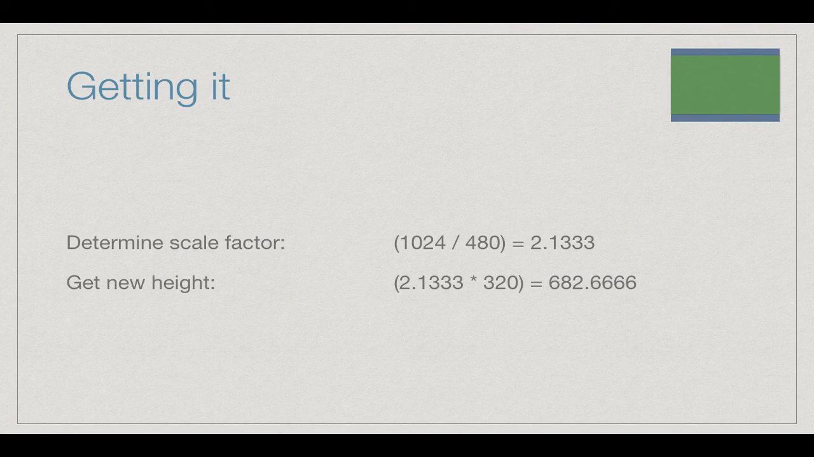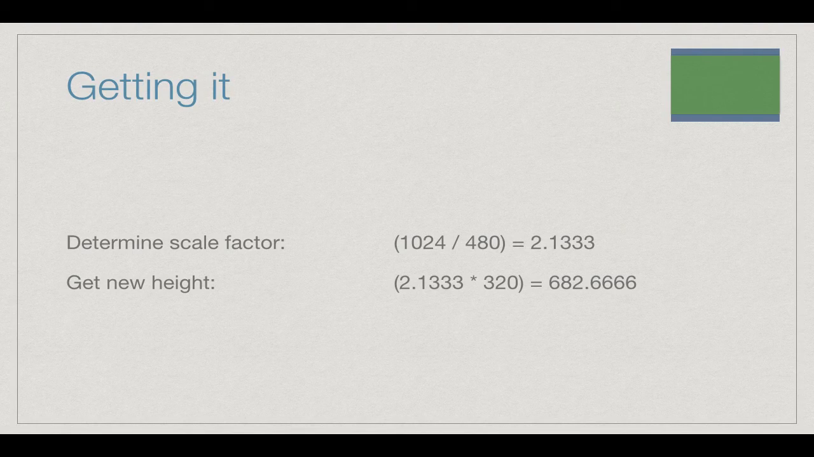We've got the scene width, which is the 1024, divided by the width of the device. Mine was landscape, so that's why the width was bigger than the height. That gets us a scale factor of 2.1333. Keep in mind that this is only specific to one device, and the entire point of this calculation is to be dynamic.